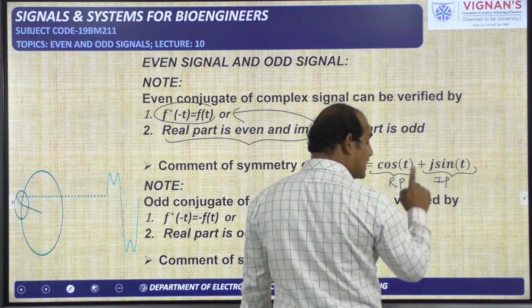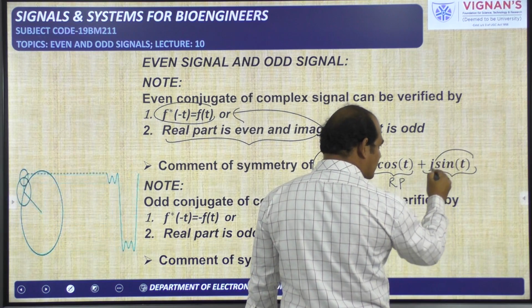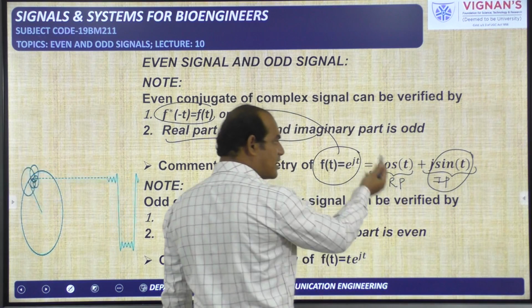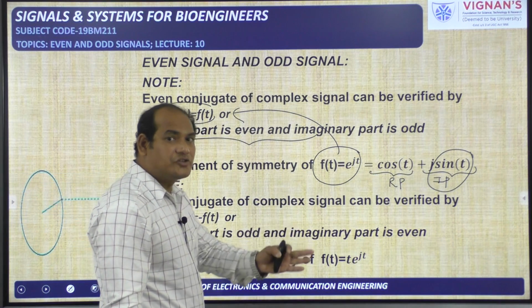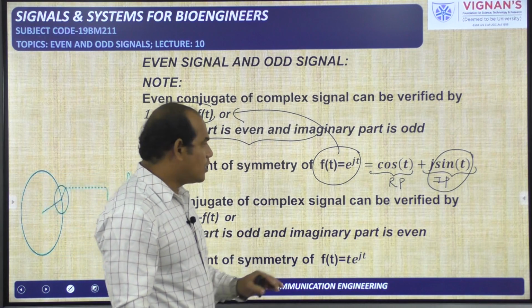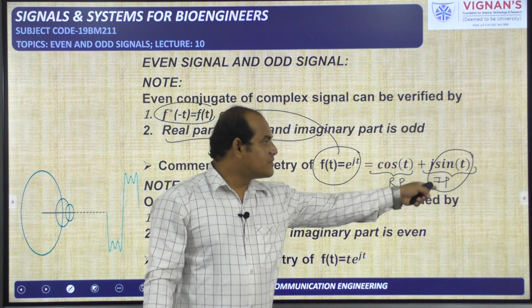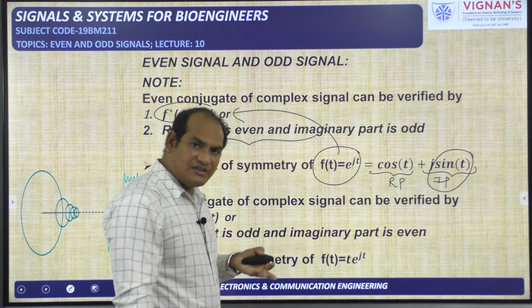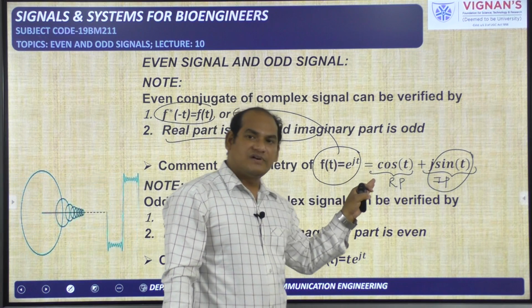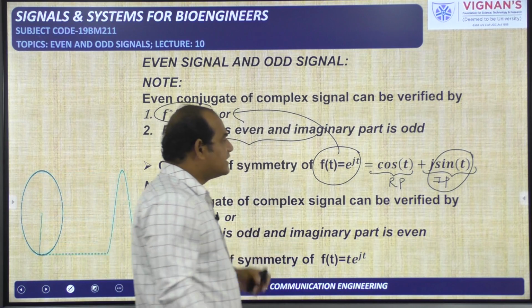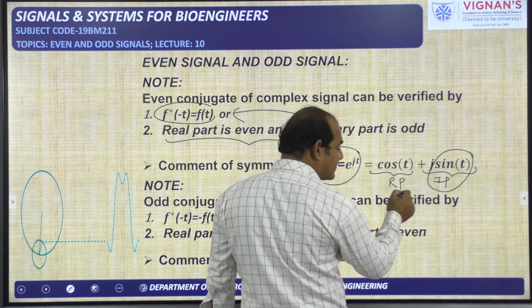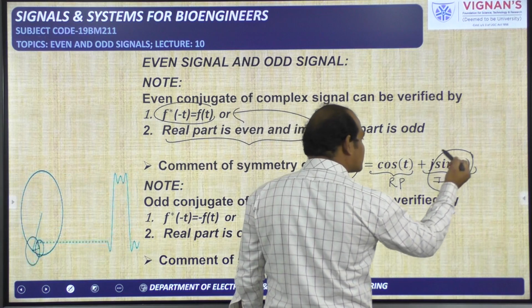The imaginary part is not j sin t. The imaginary part is only sin t and the real part is cos t, like real part plus j into imaginary part. So the real part is cos t and the imaginary part is sin t. We already know cos t is an example of an even signal and sin t is an example of an odd signal. So I can tell the real part is even and the imaginary part is odd.